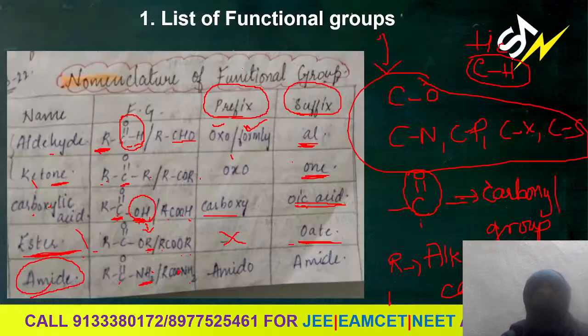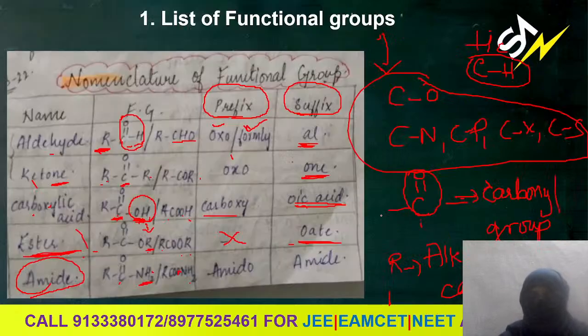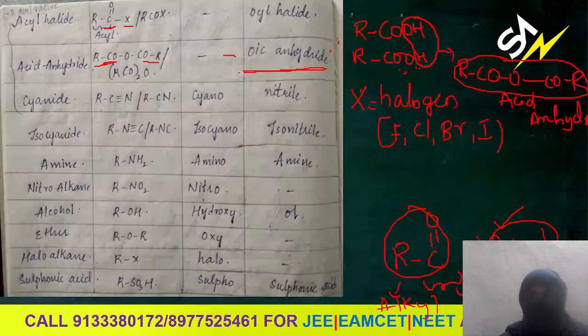You can see that carboxylic acid is oic acid, whereas its anhydride is oic anhydride. That means the word acid is replaced by anhydride.